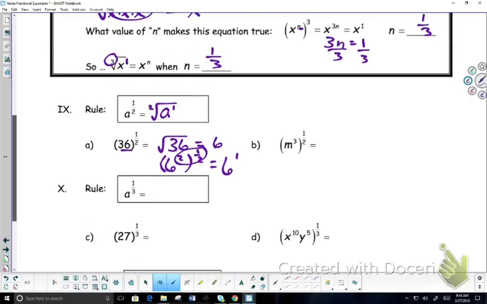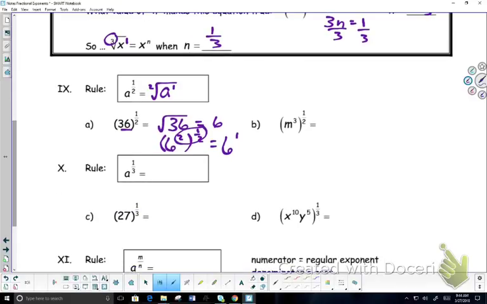And that's the great thing about fractional exponents and getting rid of the radical. A to the 1/3 is the exact same thing as a to the first power with a cube root. Remember, the denominator goes on the outside. It is the root, okay?